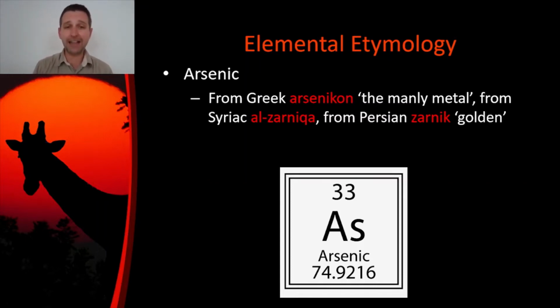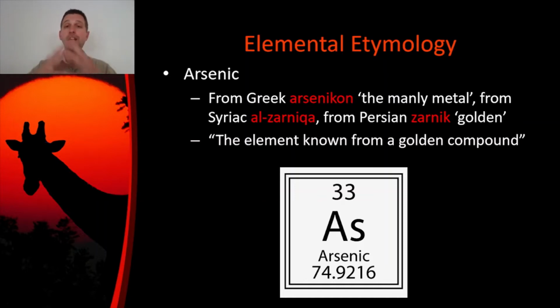So in Syriac, it means the Zarnica, but that Zarnica word was actually a borrowing from even further east, the Persian language, because in the Persian language, there was a word zarnik that means golden. So apparently, arsenic was oftentimes originally sourced from ores that were yellow, even though arsenic is not actually a yellow element.